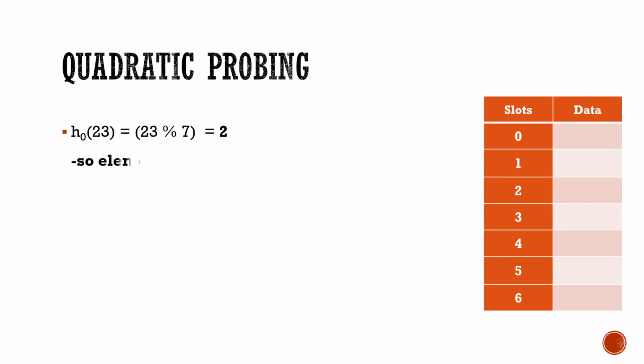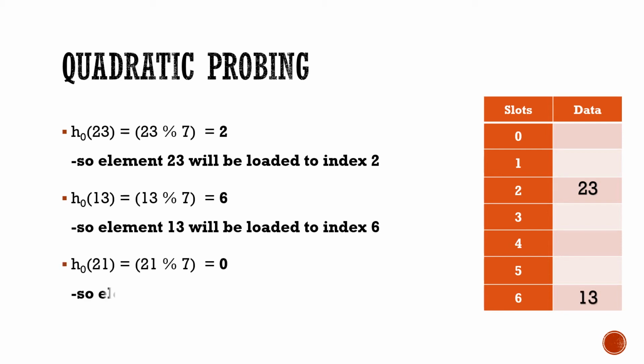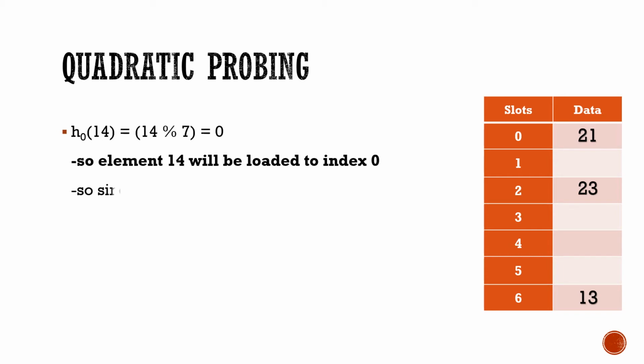23 modulo 7 equals 2, so element 23 will be loaded to index 2. The next element is 13. 13 modulo 7 equals 6, so element 13 will be loaded to index 6. The next element is 21. 21 modulo 7 equals 0, so element 21 will be loaded to index 0. The next element is 14. 14 modulo 7 equals 0, so element 14 will be loaded to index 0.